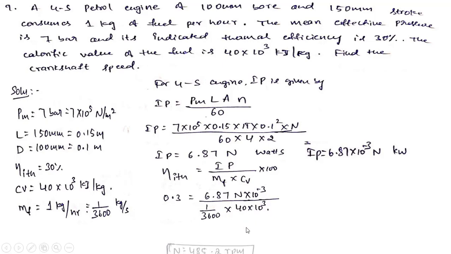Then you will get the N value. Simplify this, N value will be 485.2 revolution per minute. So this is the way of calculating the speed of the engine, where they have given mean effective pressure, stroke length, diameter, indicated thermal efficiency, calorific value, as well as mass of the fuel consumed. First we obtain IP in terms of speed N, and then substitute it in the indicated thermal efficiency formula. Then we get the N value as 485.2 RPM.